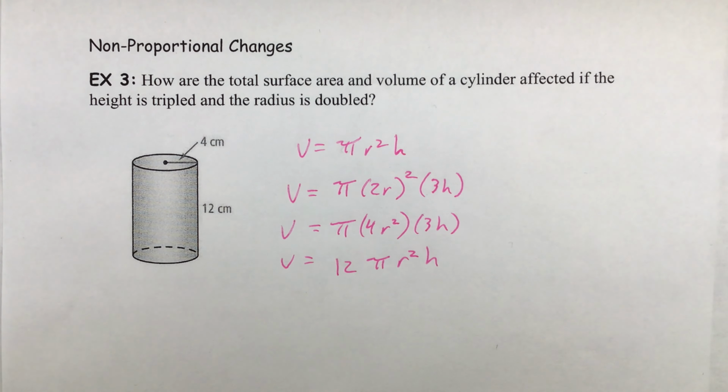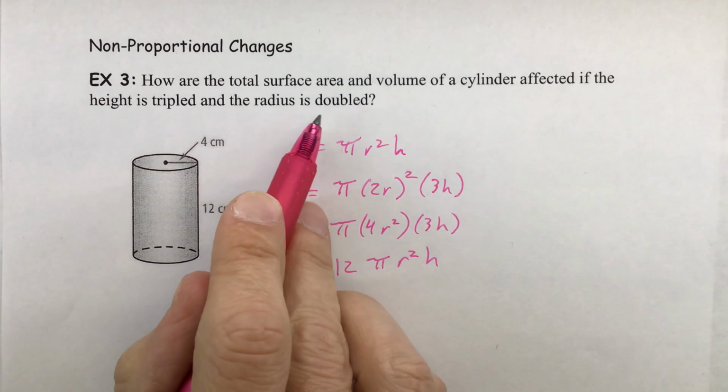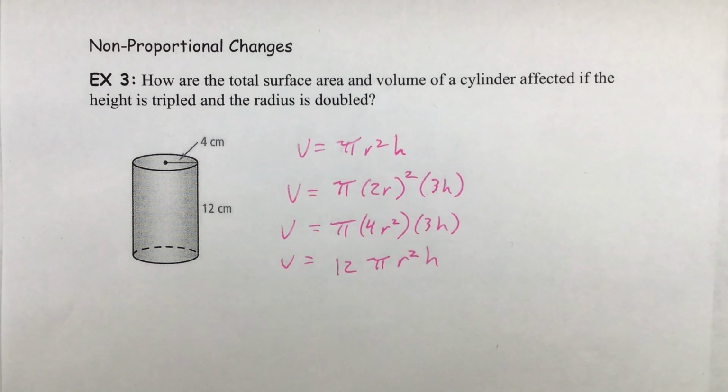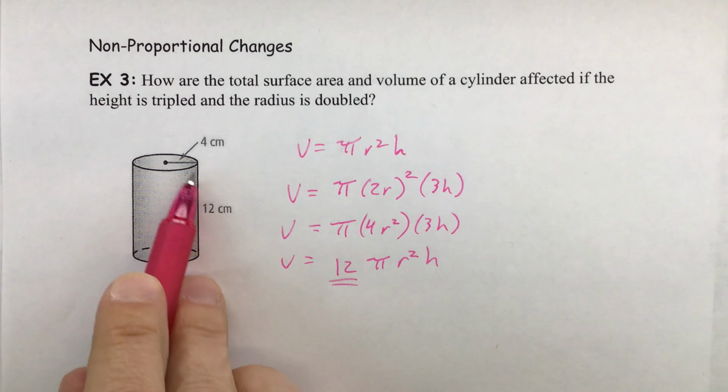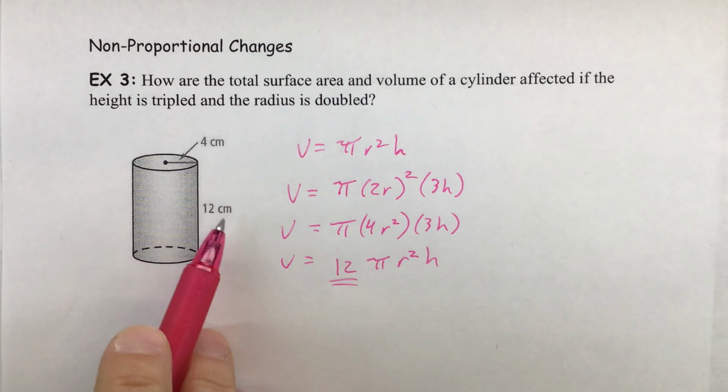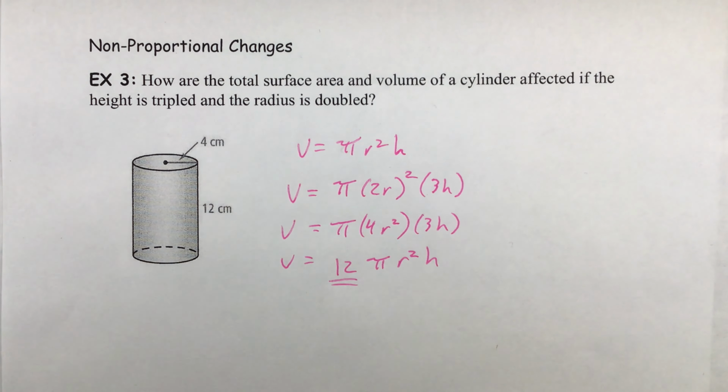So with the changes that we have here, the tripled height and the doubled radius, the overall change is a factor of 12, which is the same thing that we got when we calculated the volume with these numbers and then those numbers doubled and tripled.